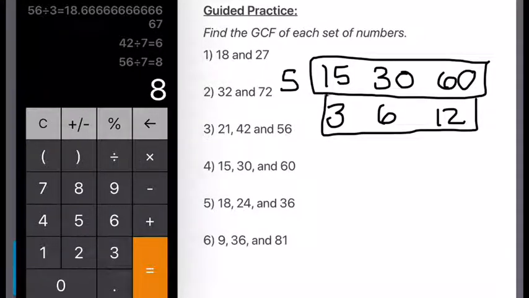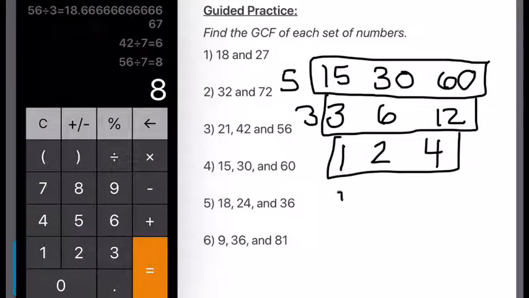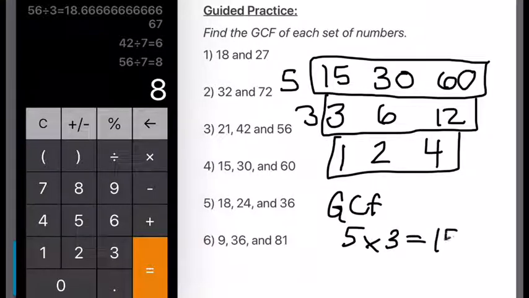We are not done because all 3 of those numbers can also be divided by 3. 3 divided by 3 is 1. 6 divided by 3 is 2. 12 divided by 3 is 4. Now we are done. So the GCF of 15, 30, and 60 is 5 times 3, which is 15.